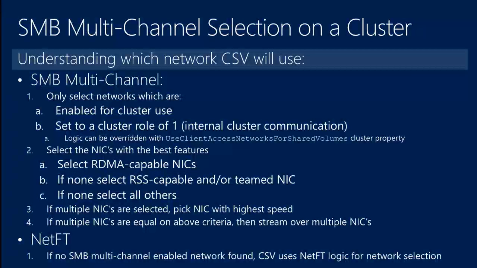The SMB multi-channel logic, first off, will only use networks which are enabled for cluster use, and only networks which are set for internal cluster communication. So if you have multiple NICs which are all set for internal communication, CSV will stream across them. Then it will try to figure out which NICs are the best. It'll see if there are RDMA-enabled NICs, if there are RSS-enabled NICs, and it is actually teaming aware. The SMB multi-channel logic will look for team NICs. And then it will see if it finds multiple NICs of similar values and similar configurations, and then it'll do SMB streaming across the two.